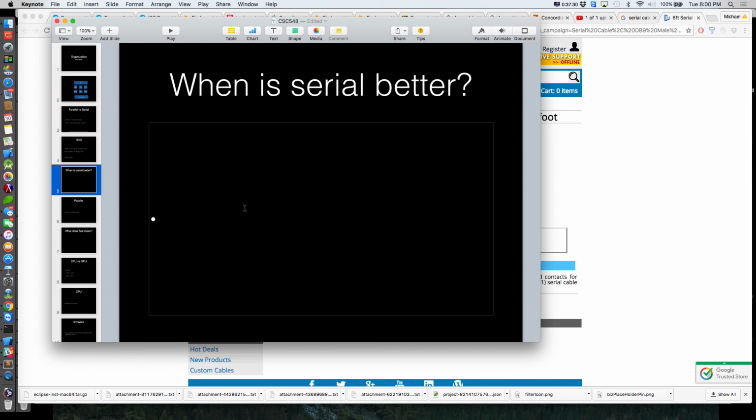When would serial be better, and why? We want to kind of put our computer science minds together and think about the nature of sending things one bit at a time versus in bursts at a time. And when does sending things at one bit at a time possibly benefit us?